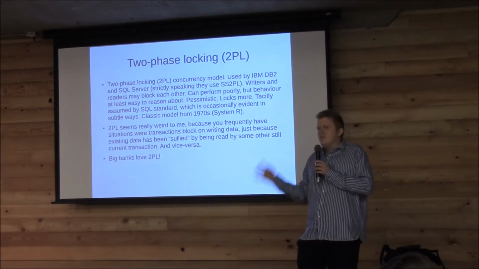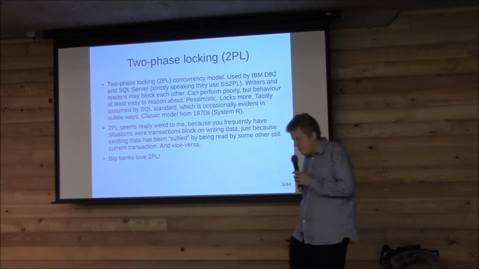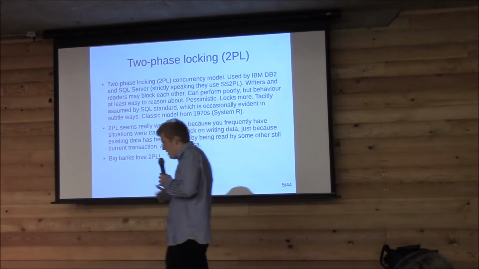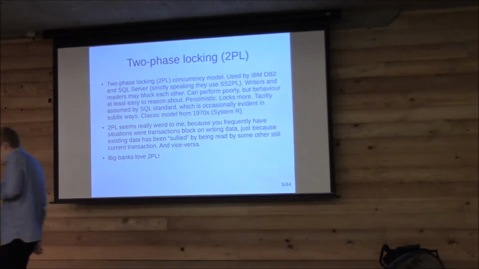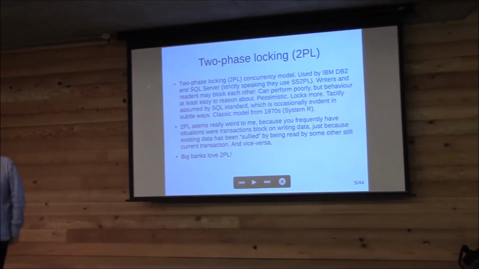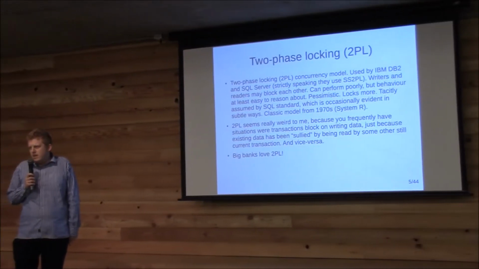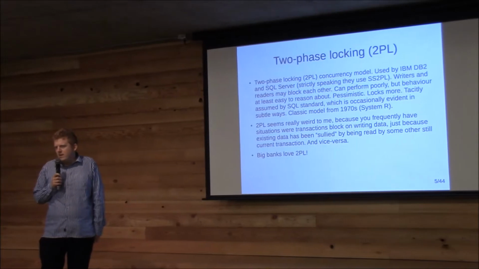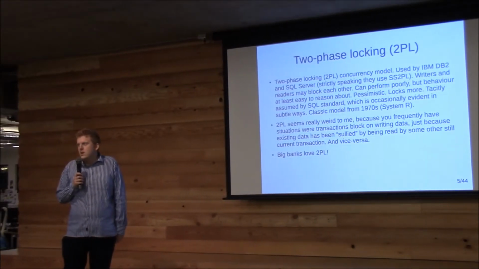Big banks love this, or very conservative organizations, because it's very easy to reason about. Things do happen in a concurrent order. However, it's a model that's fallen out of favor, particularly in the last 15 years.